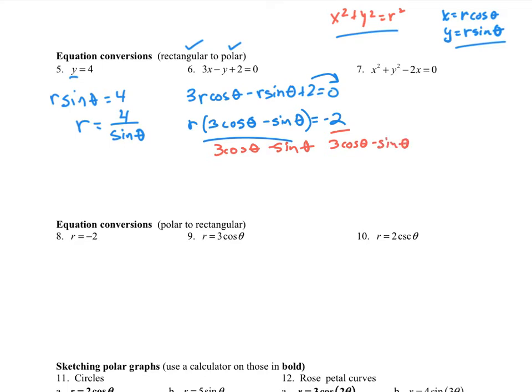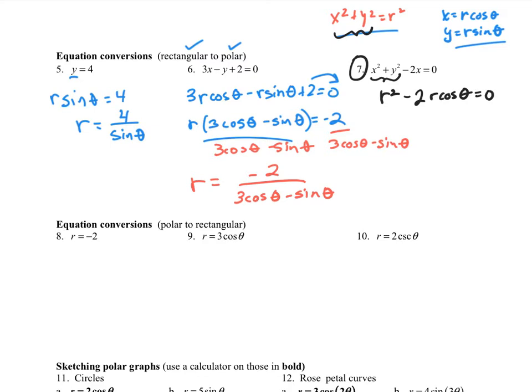And I have my answer. Voila. My last one here, number 7, you can do r cosine theta, r sine of theta, and put that in there, but what is x squared plus y squared? Well, I think you can see that that is r squared, and so this makes it a lot easier. 2r cosine theta is equal to 0.